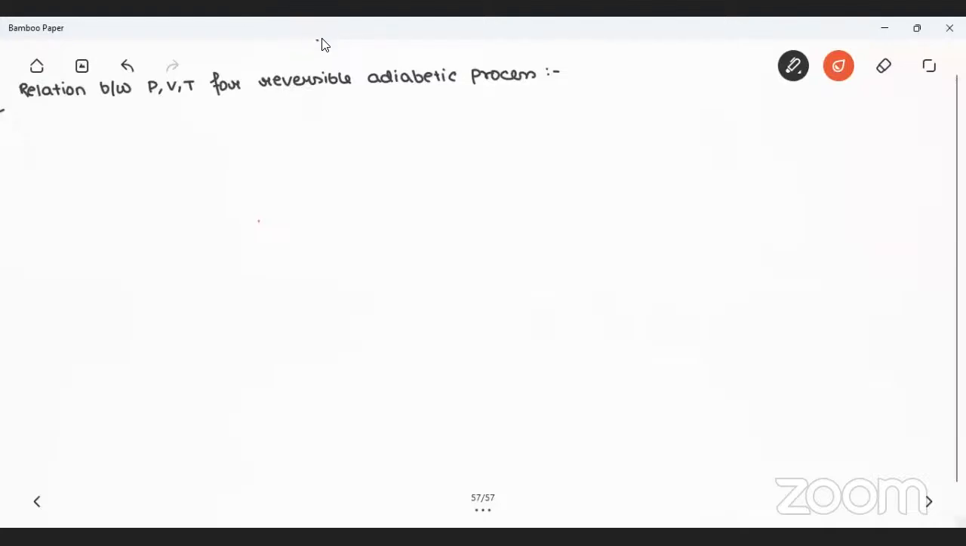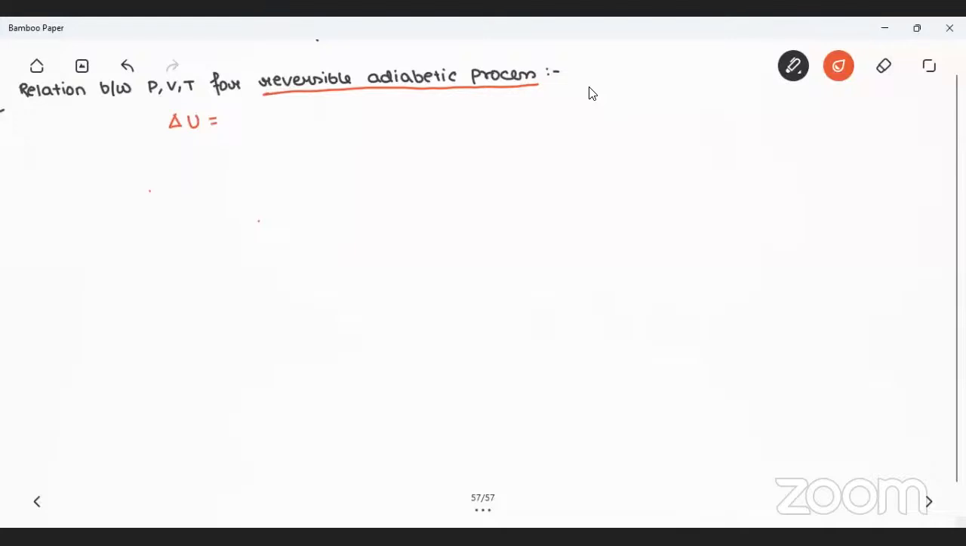Okay. So yesterday we started with the different processes, and today I said I will be starting with the reversible adiabatic process and the relation between P, V, T. See, it's for a reversible adiabatic process. It's not for the irreversible. So whatever formulas I am deriving here, you can't use those formulas for an irreversible process. Okay?